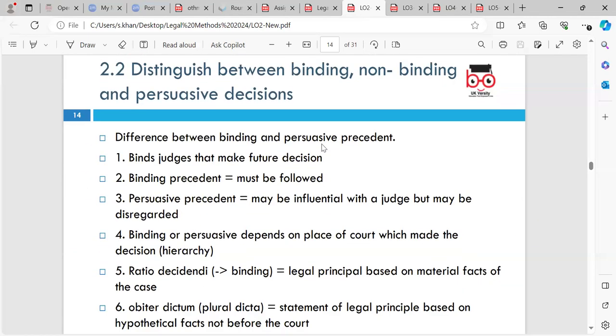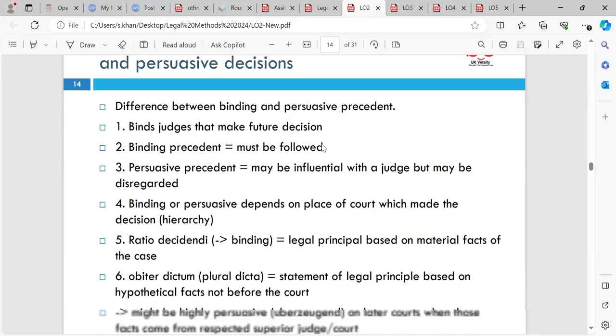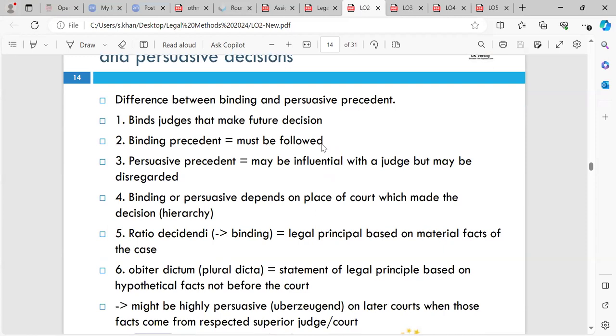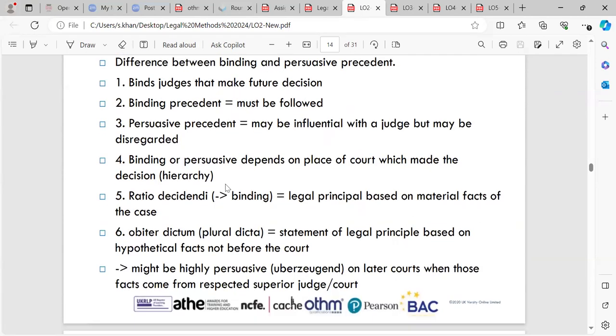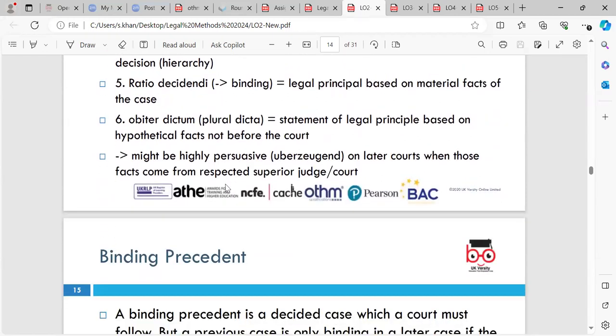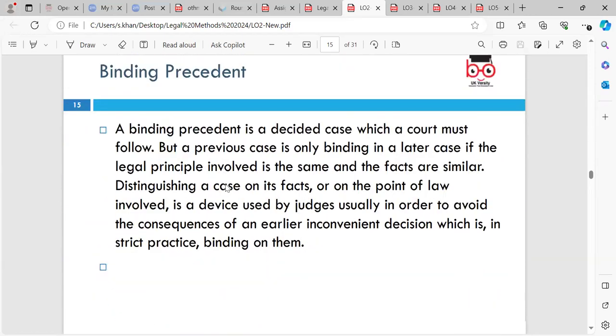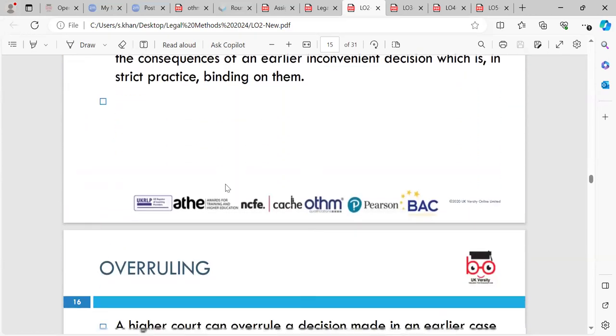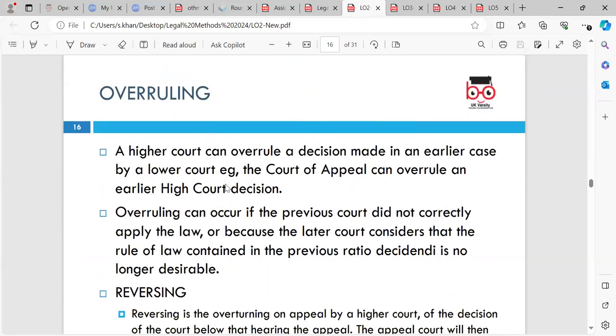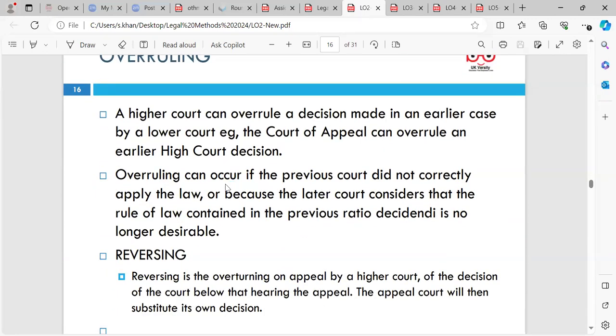We then went on to 2.2, which was to distinguish between binding, non-binding and persuasive decisions, and the difference between them, so they bind judges that make future decisions. So binding precedent must be followed, and persuasive precedent may be influential with a judge but may be disregarded. We then looked at the importance of binding precedent and the importance of a higher court being able to overrule a decision in an earlier or lower court.